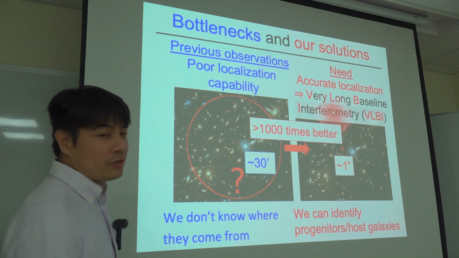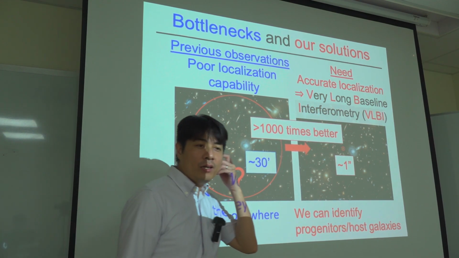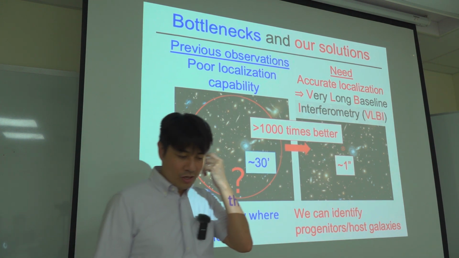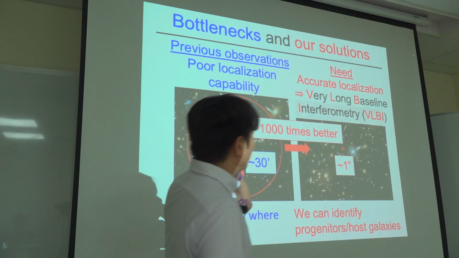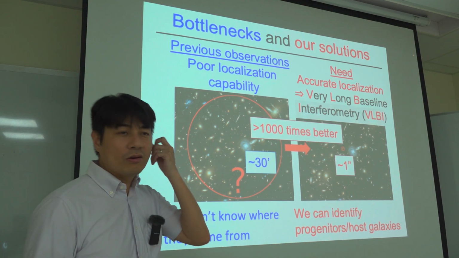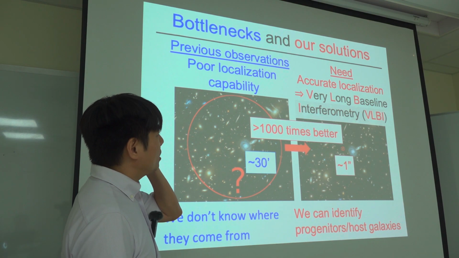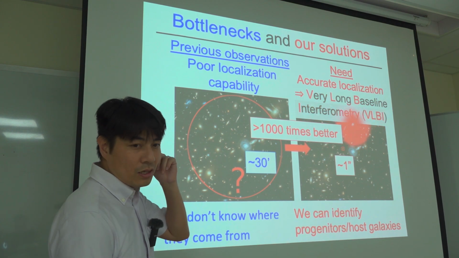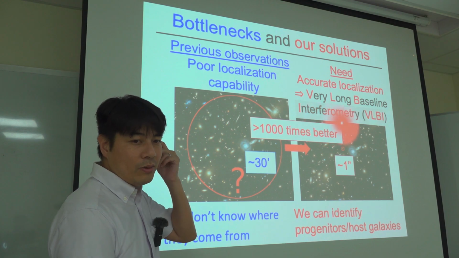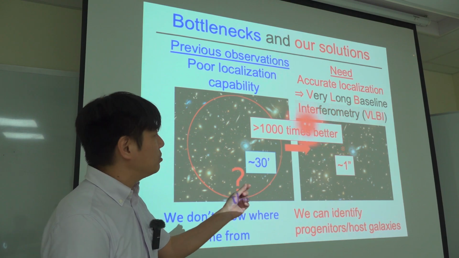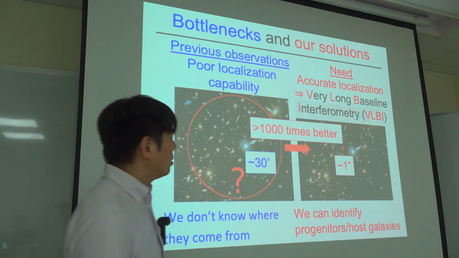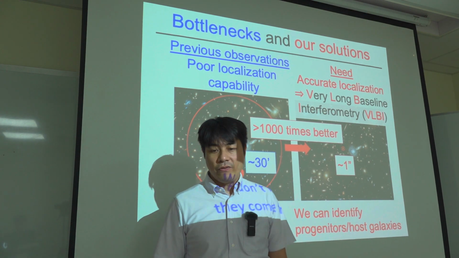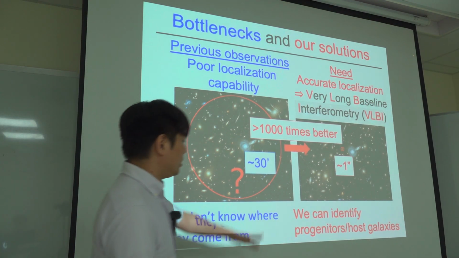We can do this fortunately because FRBs are happening in radio, and in radio there's already well-established technology here, right? Interferometric observation in radio, VLBI, very long baseline interferometry. So we can do this. At the time of detection of the FRB, we can also do this interferometric observation. Then we can achieve this: finding the progenitor or finding the host galaxy.